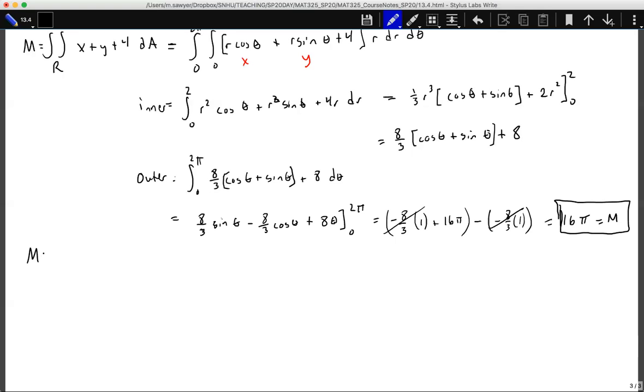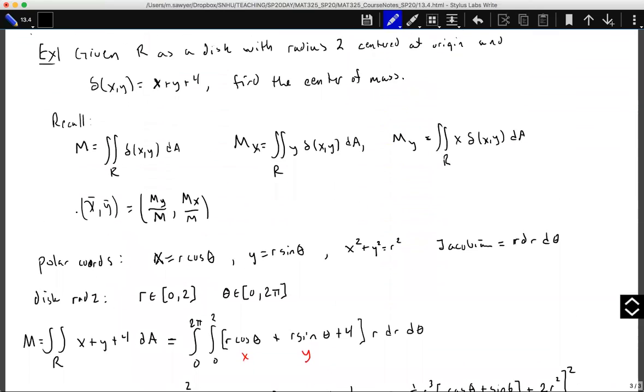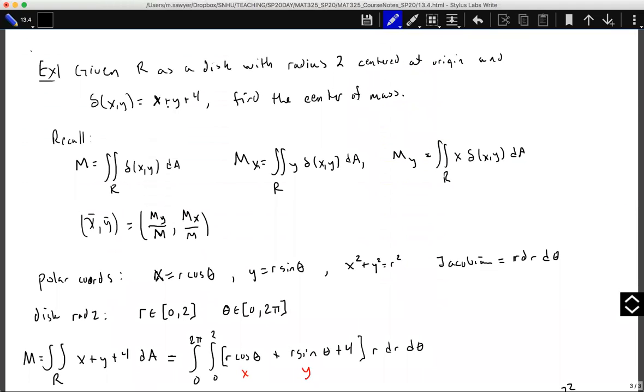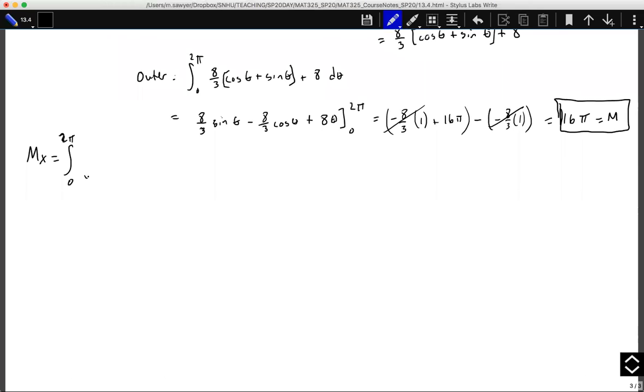So now when we look at our moments, from 0 to 2 pi, notice this is a symmetric disk, as well as the density function itself being symmetric, x plus y plus 4. So when we calculate the moment for x, it should be the same as the moment for y. So we'll just calculate the moment for x, and I'll leave it to you to verify it's the same for the moment for y. So the moment about the x-axis, 0 to 2 pi, 0 to 2.